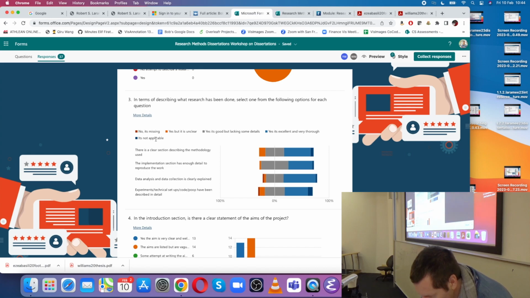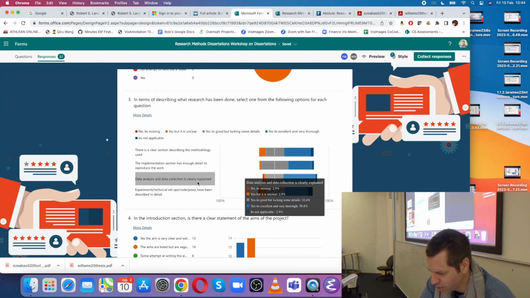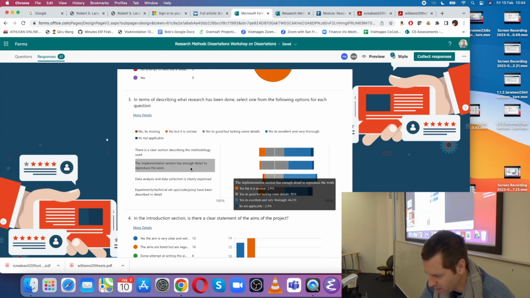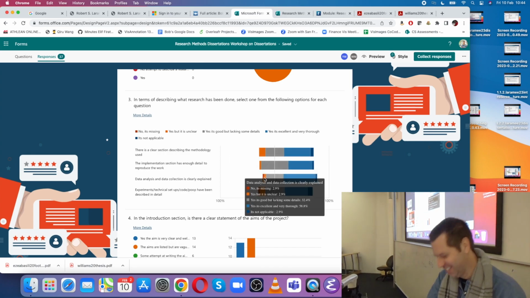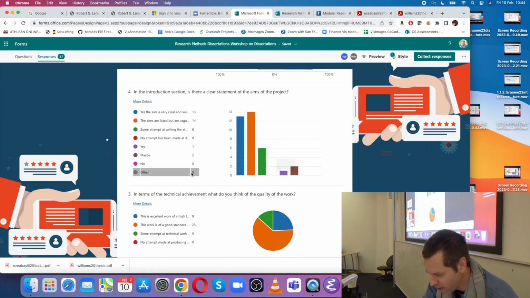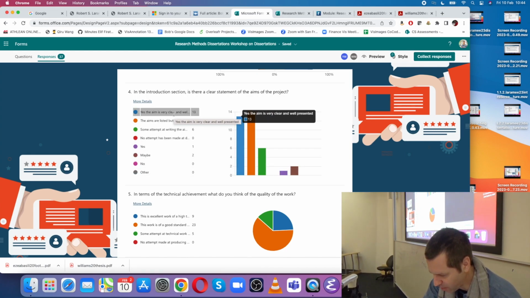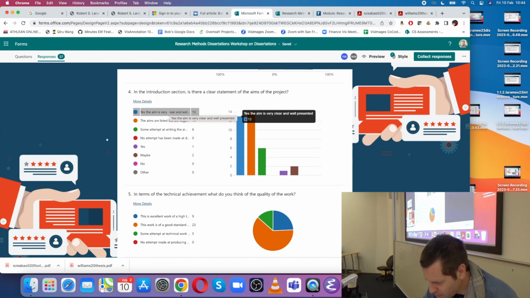There is a clear section describing the methodology. Okay, yep. The implementation, data analysis. Both of these do a good job of explaining what they did, how they implemented it, and so on. So, like I said, for these people, we're going to review your dissertations at the end. In the introduction, is there a clear statement of the aims of the project? They both have a clear section on aims, right? It's very clear. So these are the most appropriate responses here.